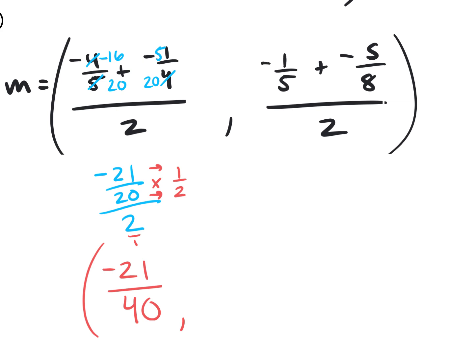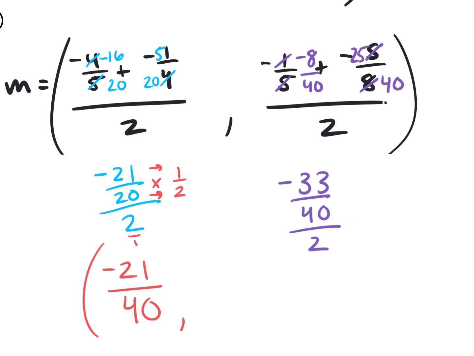So here our common denominator would be 40. So I'm going to multiply the top and the bottom of my first fraction by 8. So we get negative 8 over 40. Second fraction, I'm going to multiply the top and the bottom by 5. So negative 25 over 40. So negative 8 minus 25 would be negative 33 over 40 over 2.